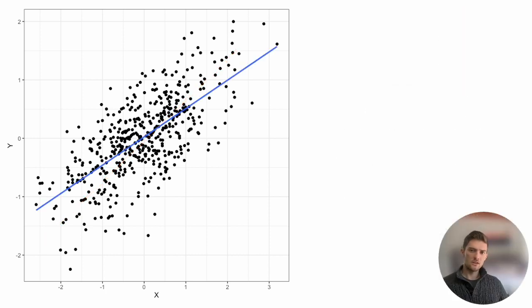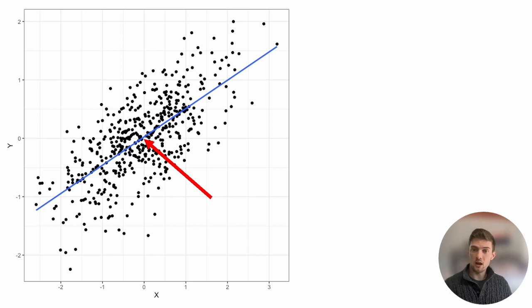But for now, the key thing you need to know is that a regression line is defined by an intercept and a slope. Or if you have multiple predictors, then it'll be a set of slopes, but we'll get to that in a moment. The intercept is the point where the line intersects the y-axis. That is, when x equals 0, where does the line fall on the y-axis? In this case, it's 0.